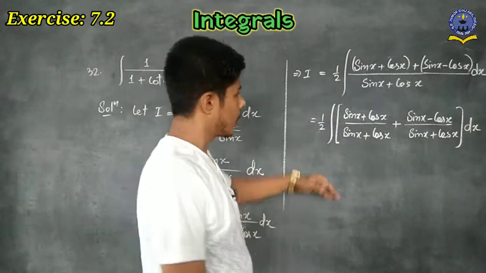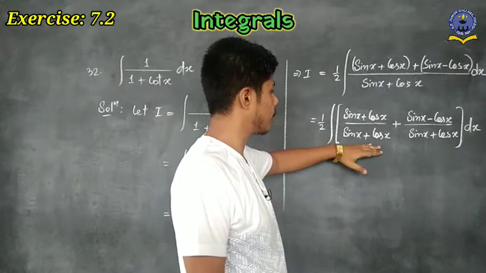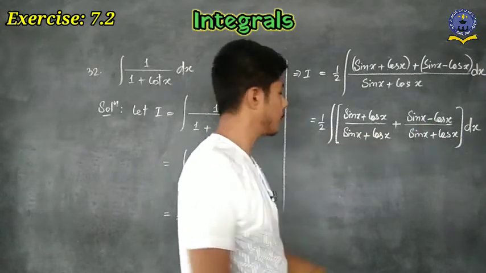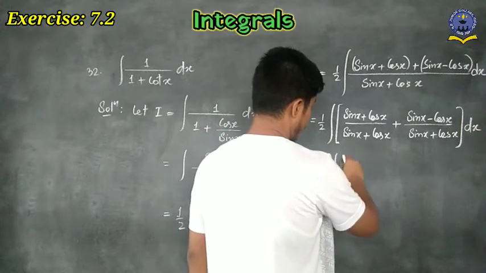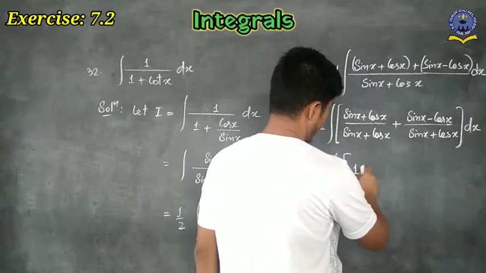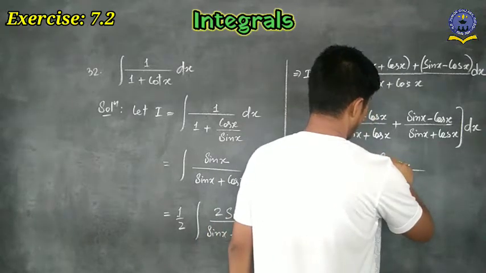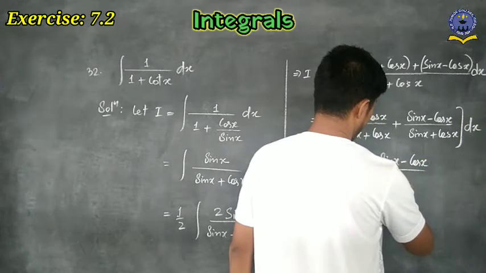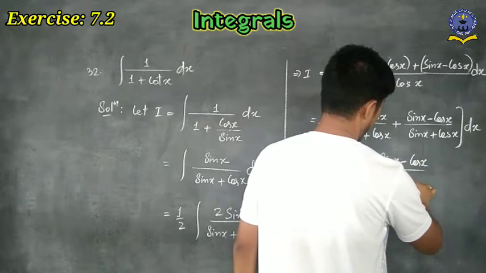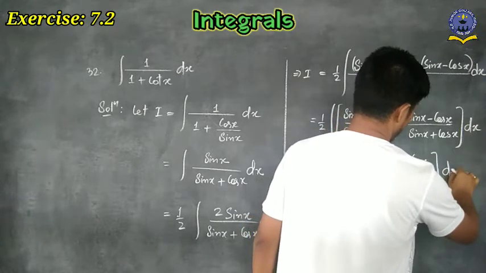Is it clear? Now here sin x plus cos x divided by sin x plus cos x. What is the answer here? 1, and this one remain same. So ultimately here we get this one is 1 by 2 integration of. So the first part remain here 1, and this one is plus of. Here we get this one is sin x minus of cos x, and divided by this one is sin x plus of cos x, bracket close, into dx.